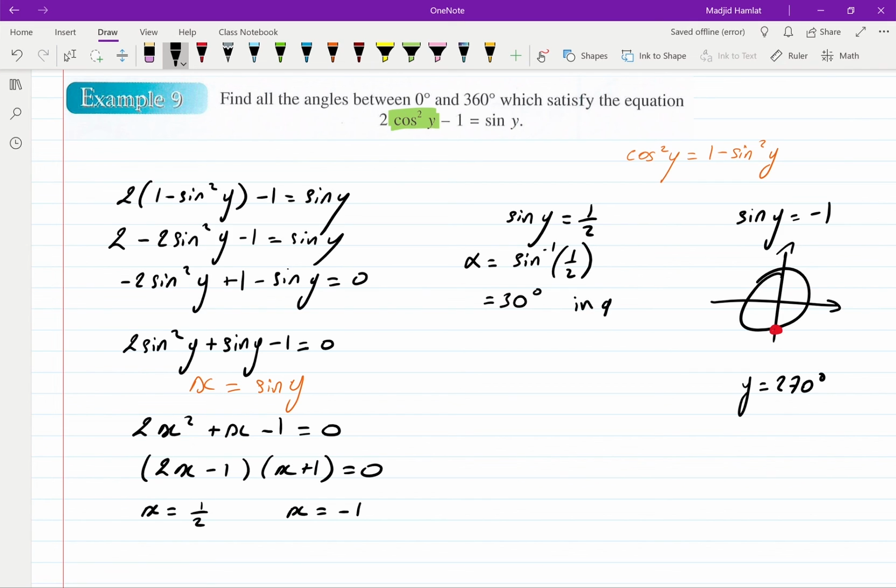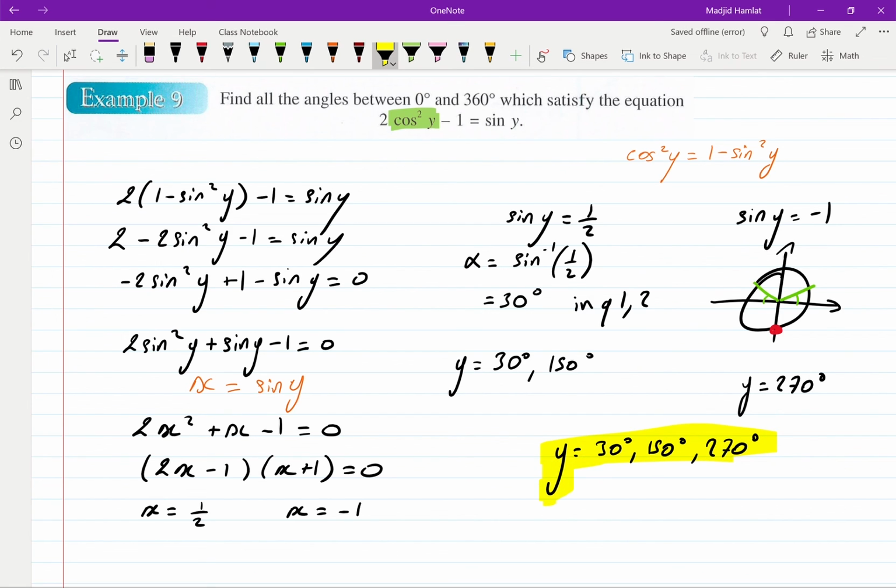Once we have alpha, we can place it in quadrants 1 and 2 because sine is positive in quadrants 1 and 2. If we put alpha equals 30 degrees in quadrants 1 and 2, we get the angles y equals 30 degrees and y equals 150 degrees. Now we can combine all the angles that we found, and we have the final solution, which is y equals 30 degrees, 150 degrees, and 270 degrees. This is the final solution for this type of question.